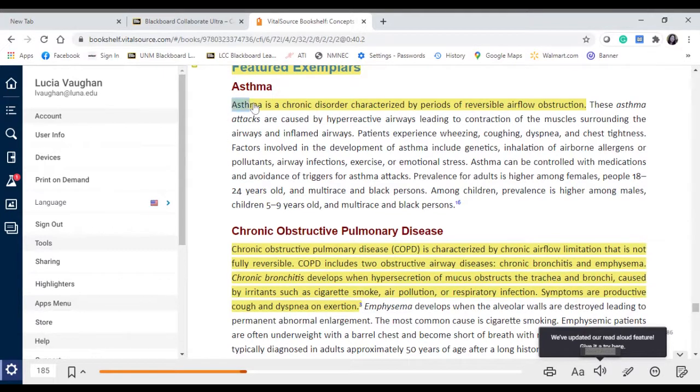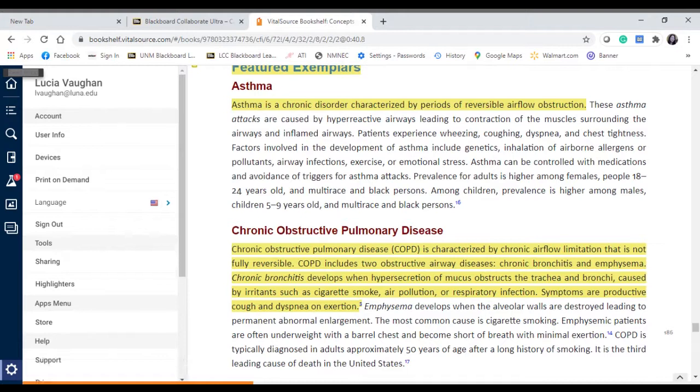So let's go ahead and get asthma covered. Asthma is a chronic disorder characterized by periods of reversible airflow obstruction. So we have the wheezing, the coughing, dyspnea, chest tightness.